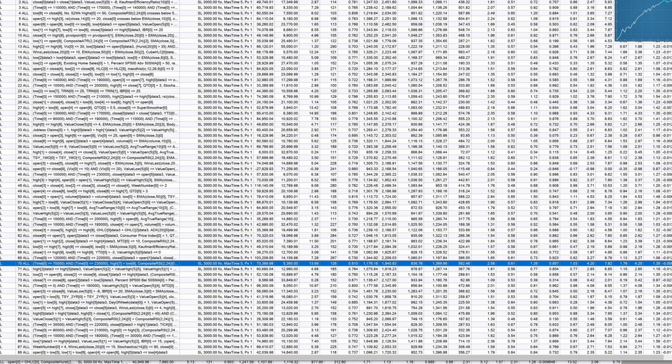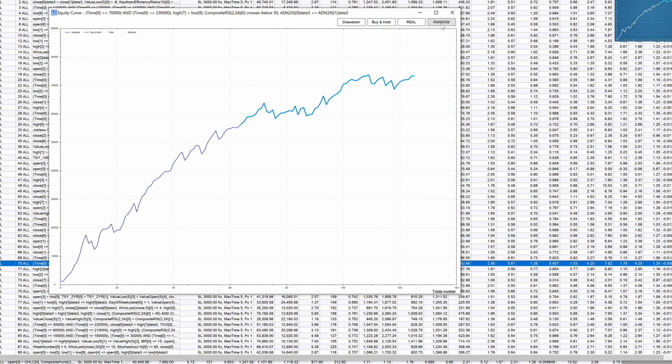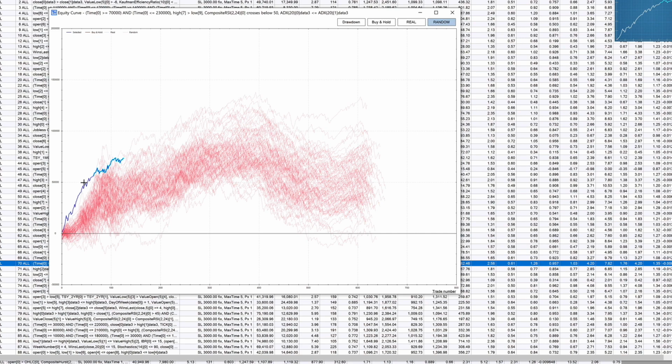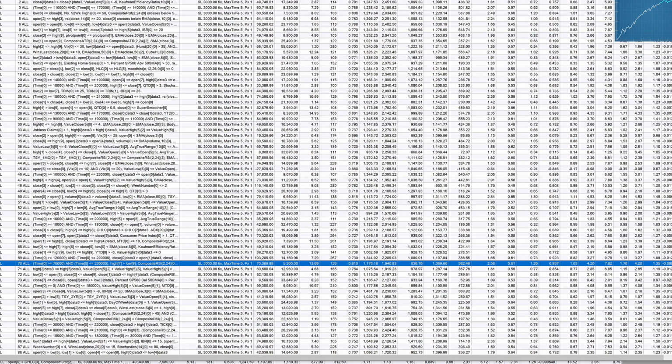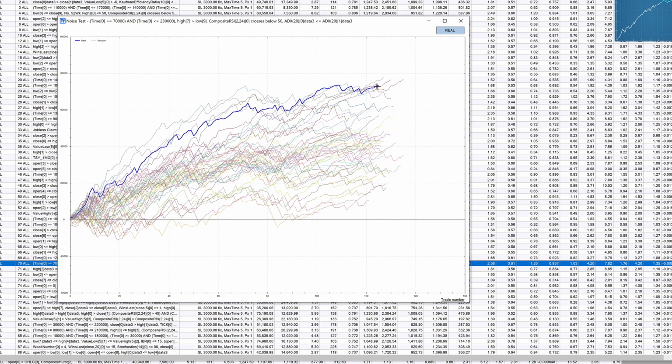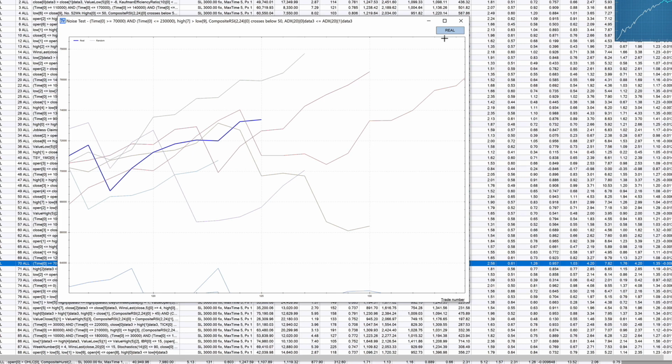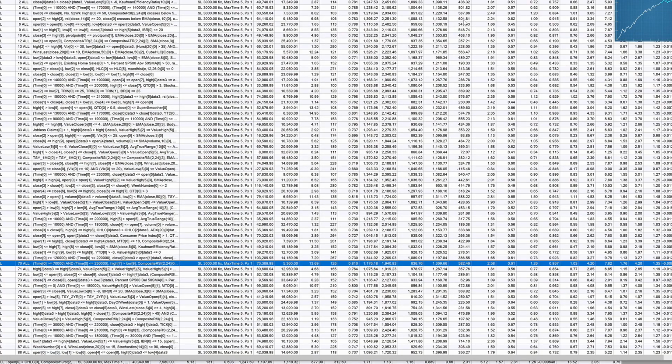All right, this one I found is okay. We're above random a bit, then we start meandering into it. It's not the best. The noise test, they're all producing profitable results. We have some that are very similar, right? You can see how these equity curves are very similar to our blue one here in solid blue. So that is okay. I'm going to write that one down.